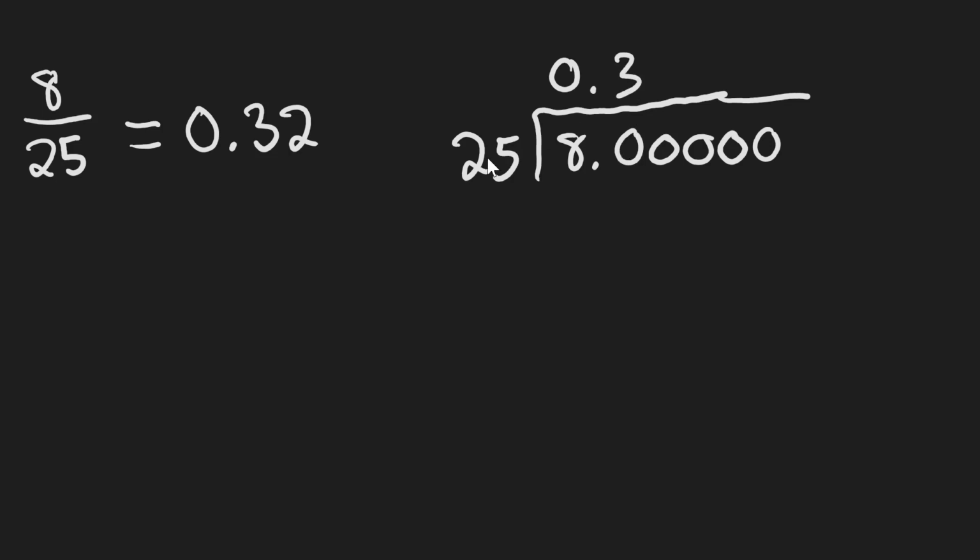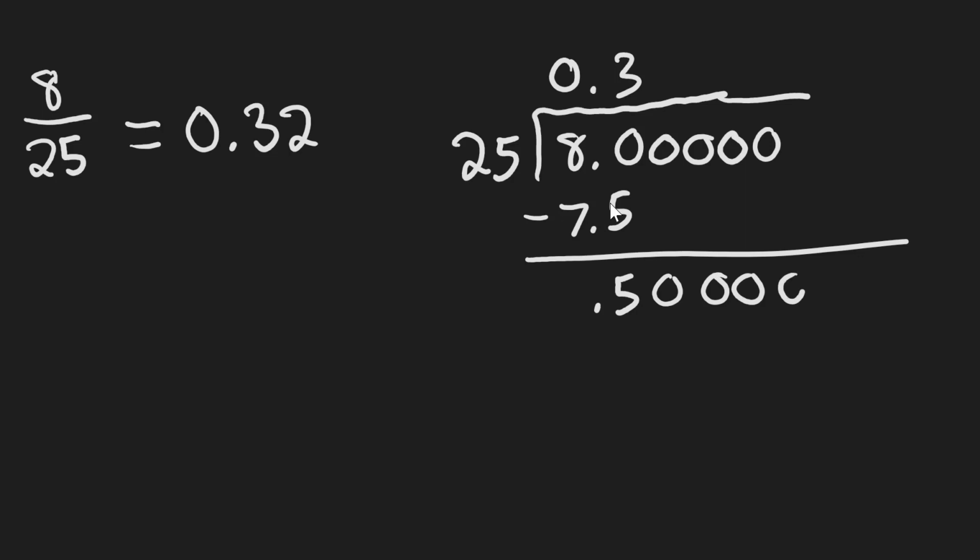And 3 times 25 is 75. So we can subtract 75 in the form of 7.5, keeping the decimal in its place. And then 8.0 minus 7.5 is just 0.5, and we can bring all the zeros down. And now 25 does not go into 5, but it does go into 50, and it goes into 50 2 times.